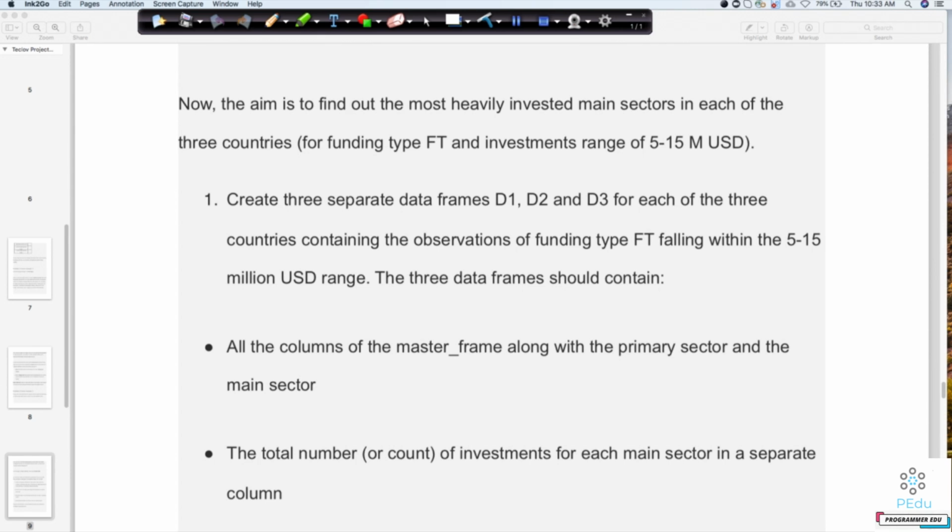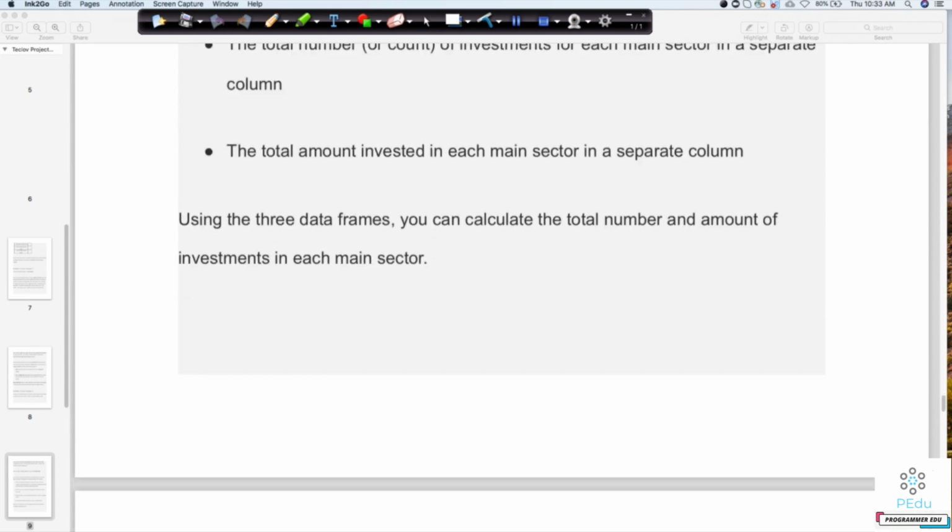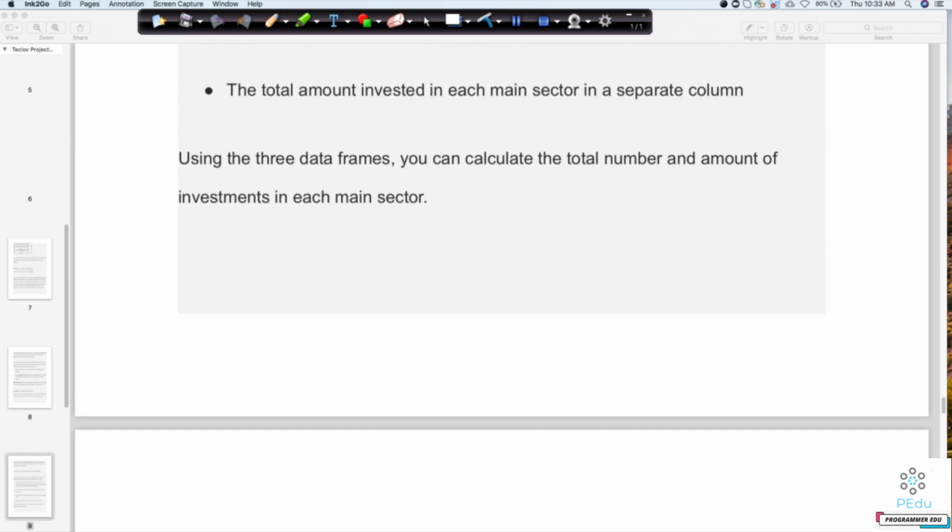Now what you have to do in this case is create 3 separate data frames, maybe name them D1, D2, D3, for each of the 3 countries, containing the observations of funding type FT falling within the 5 to 15 million USD range. The 3 data frames should now contain the columns of the master frame along with the primary sector and the main sector. Second, the total number of investments for each main sector in a separate column, and the total amount invested in each main sector in a separate column. Using the 3 data frames, you can calculate the total number and amount of investment in each main sector.